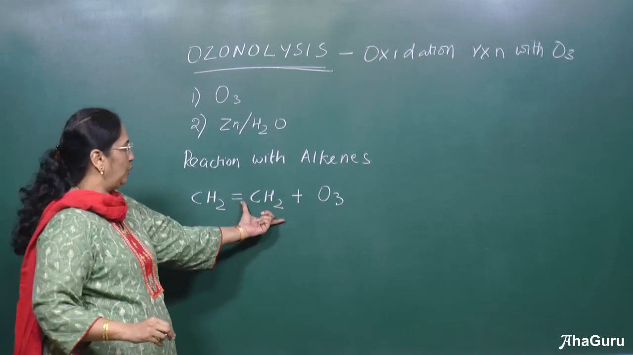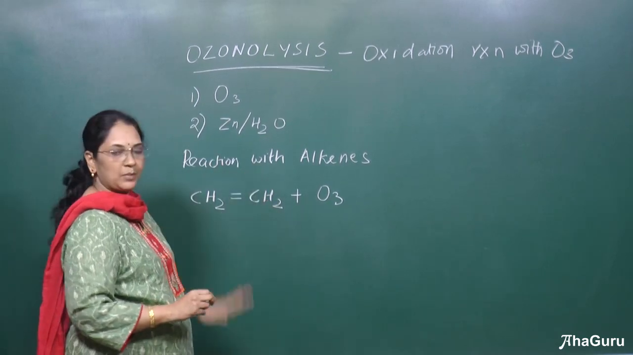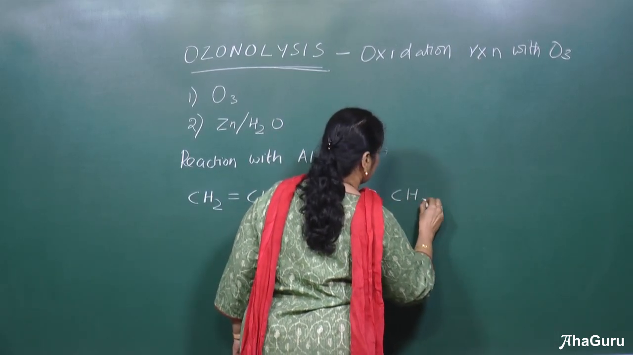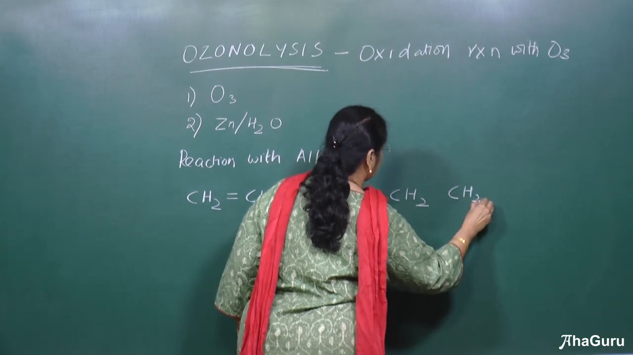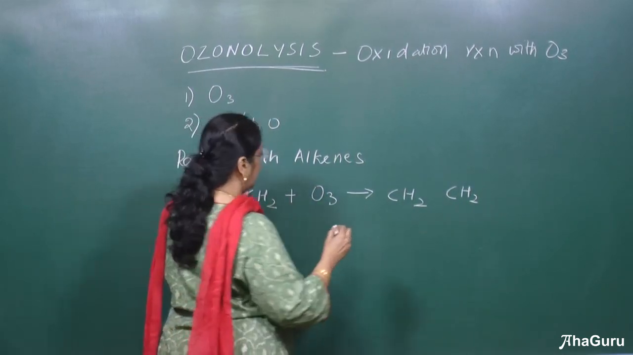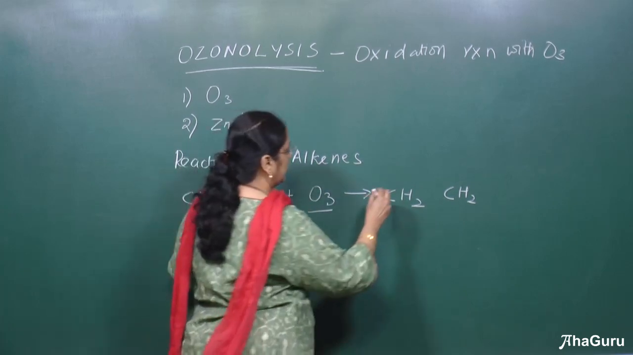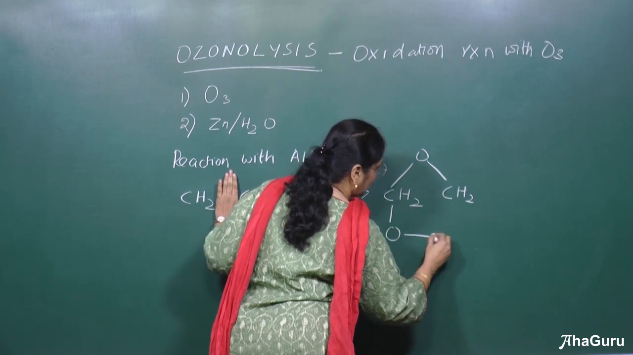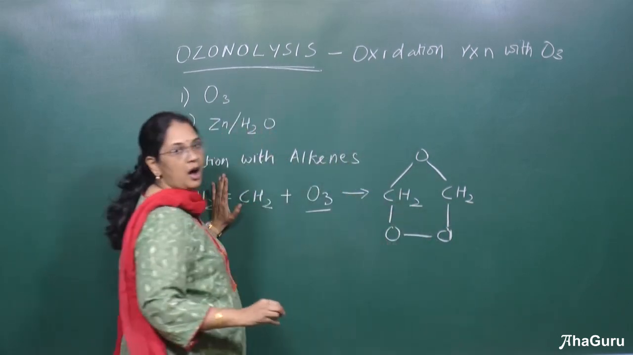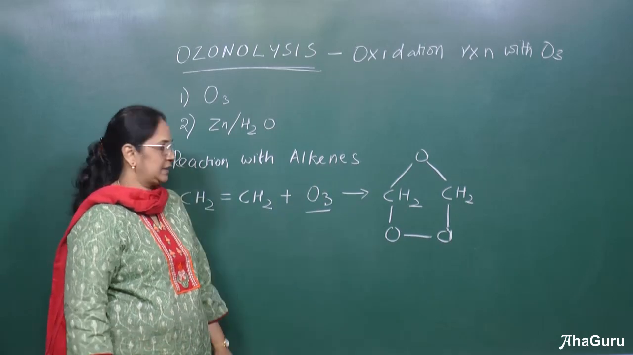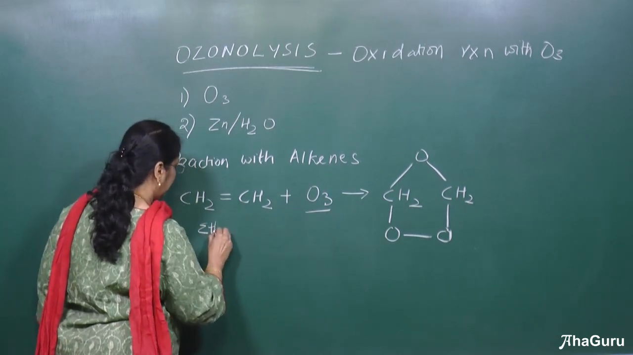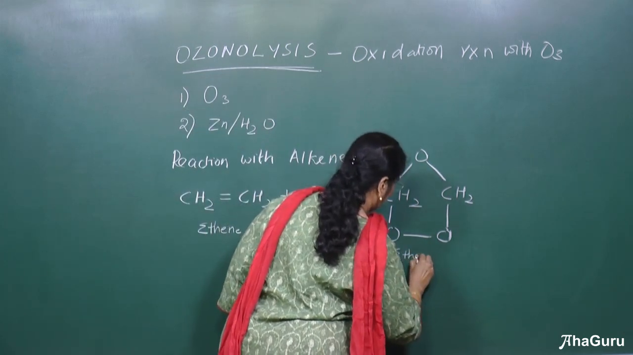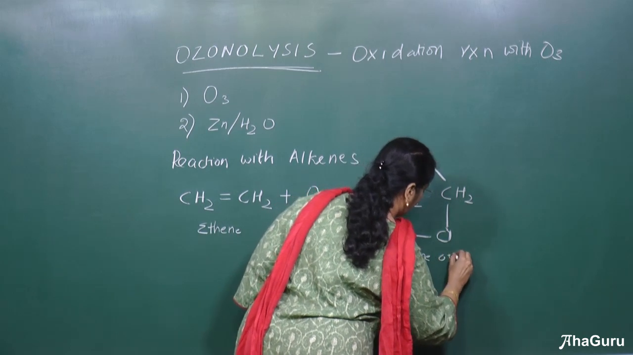So, when we react with O3, the cleavage of this double bond will take place, giving an ozonide, that is CH2, CH2. This double bond will be cleaved and the ozone will get attached in this way. We usually call this a house structure. So, this is the first step. When we take ethene, this intermediate is called ethene ozonide.